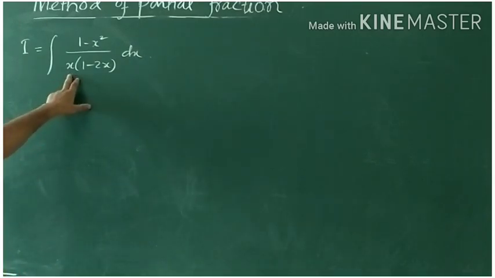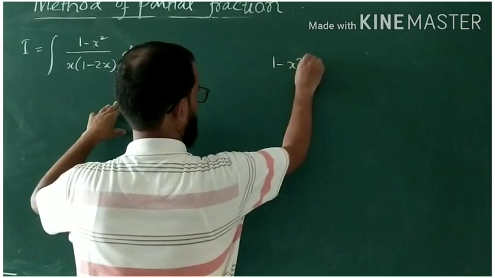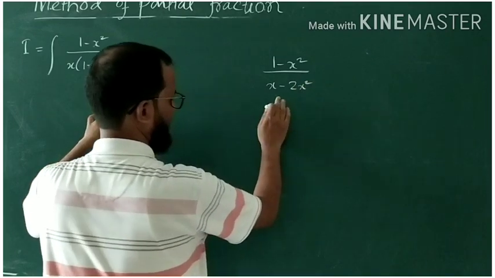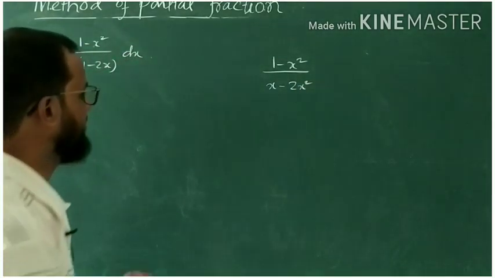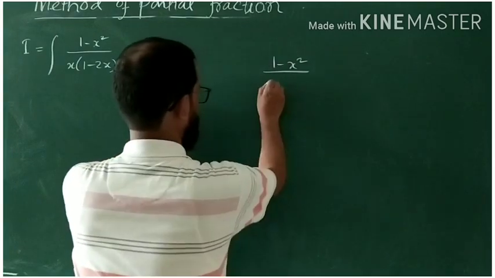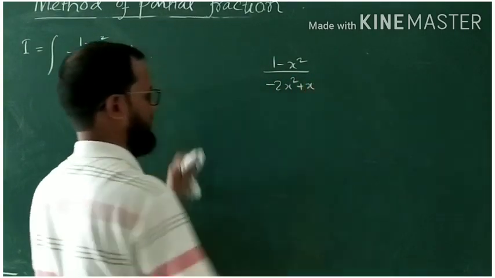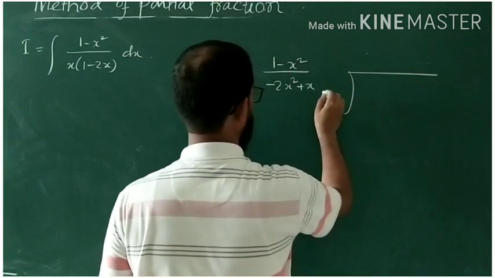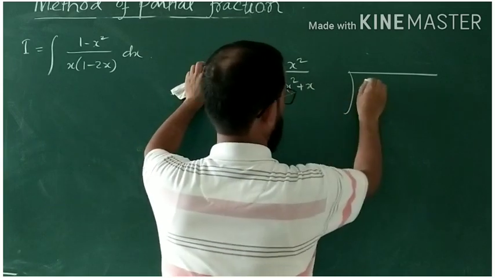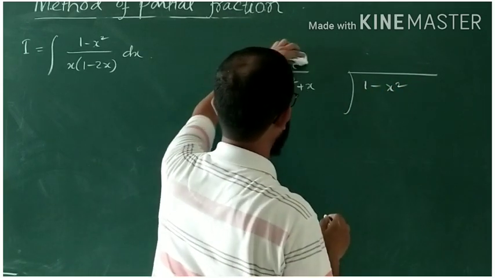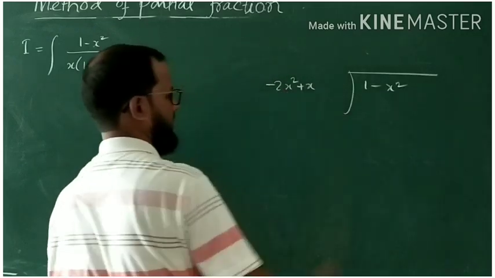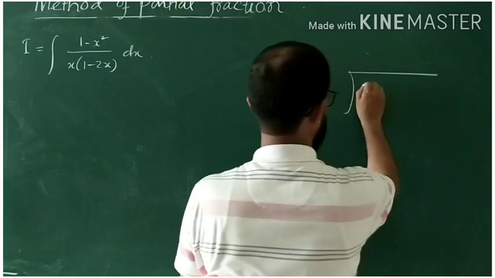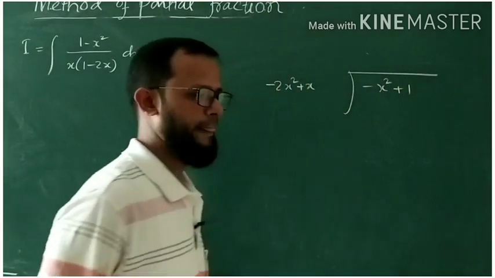You see, this expression becomes what? (1 minus x square) by (x minus 2x square), or better you write this as minus 2x square plus x. If you use the rule of division, you divide 1 minus x square by this quantity. This can also be written as minus x square plus 1.